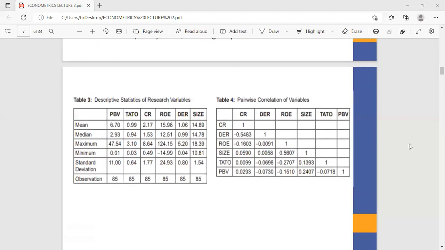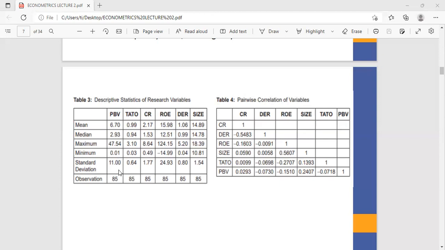So I'm reproducing one typical descriptive analysis from a research paper. This research is from the finance area, and here the descriptive statistics of research variables are given: price to book value ratio, current ratio, return on equity, size of the firm. You can see the mean of these research variables, the median, then the minimum value and maximum value over the sample period. Then you can see standard deviation is also given.